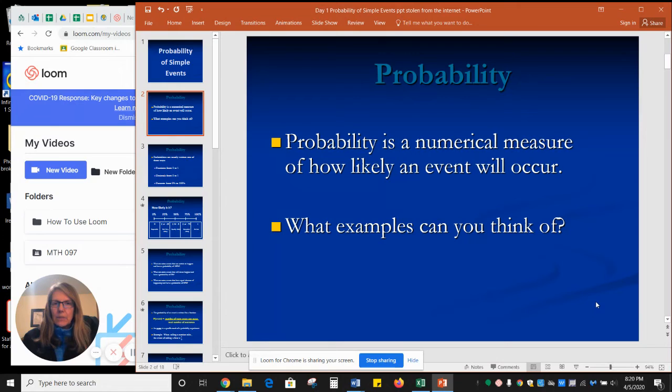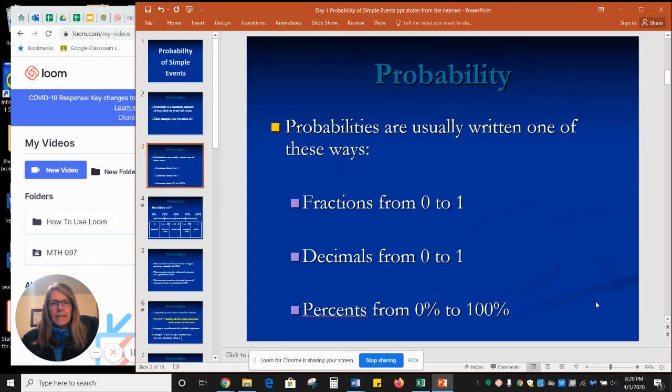Can you think of some examples of probability? The chances that something will happen. Probabilities are usually written three different ways. The first is with fractions. Fractions, with values from 0 to 1, define a ratio, and that's how we determine probability.